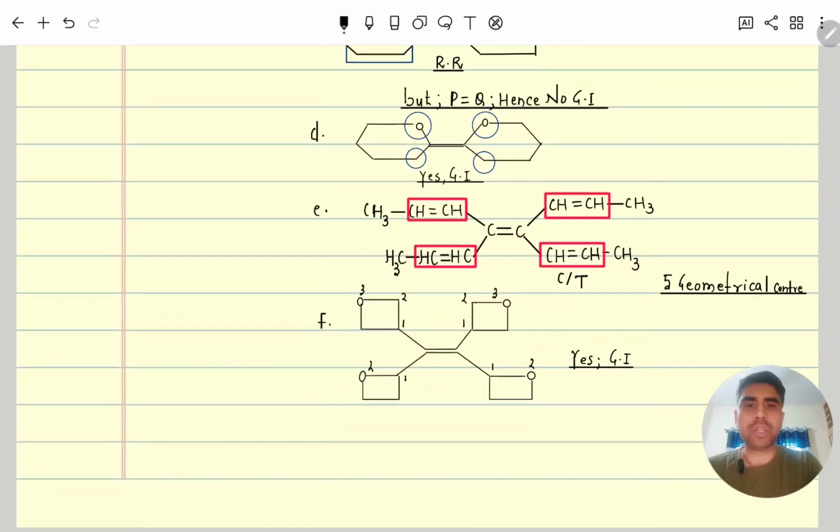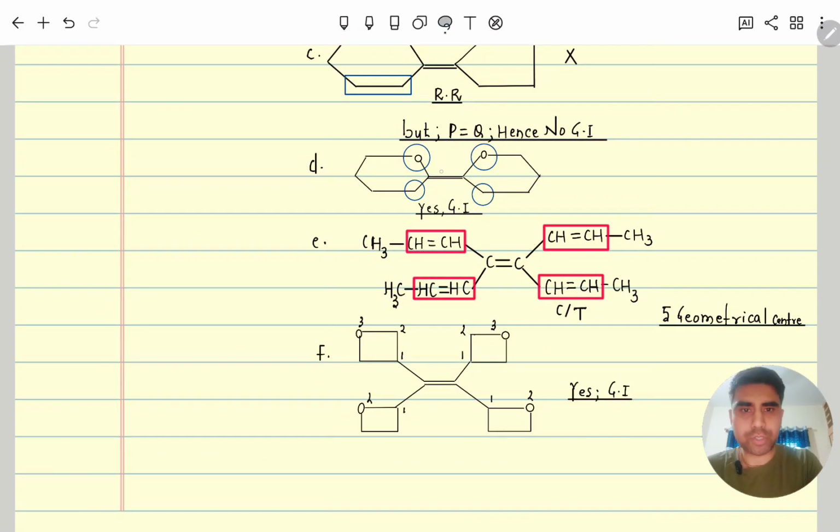Moving further, coming to this question, you can see restricted rotation, and P and Q are not the same, R and S are not the same, so yes, GI. Similarly, with restricted rotation here, it might look like P and Q are the same and R and S are the same, but if we consider this one, it can show GI. Similarly this one can show GI, this one also, and this one also.